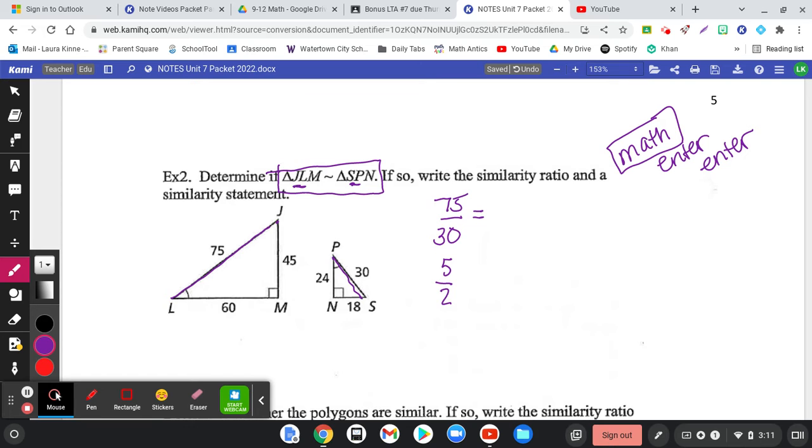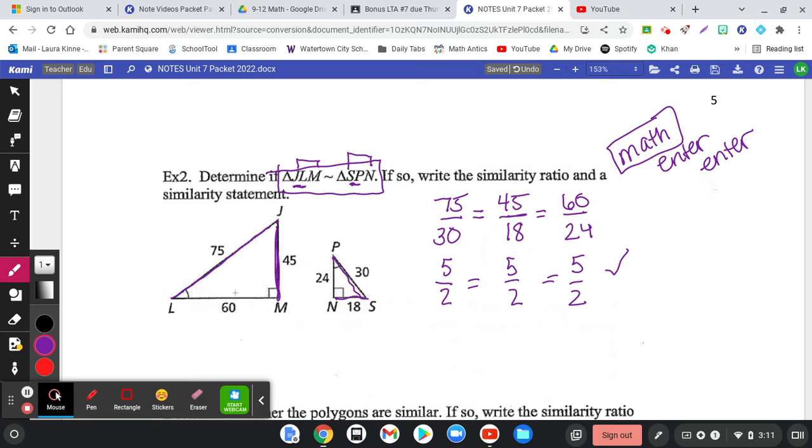So now if I look at JM, that's 45. JM is going to match first and last, so first and last, SN, which is 18. Might as well do the last one while we're at it. 60 would match 24. Now if you divide all three of these, I get 5 over 2 for all of them. So that means that they are similar.